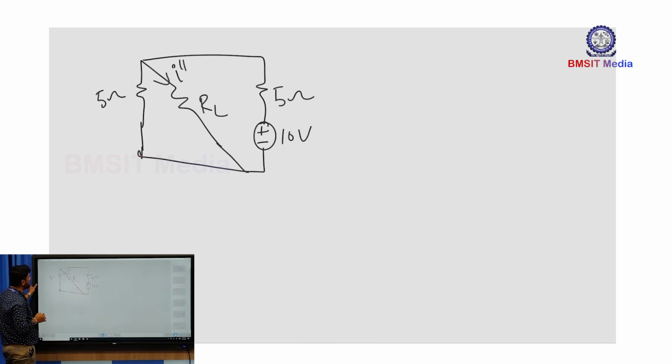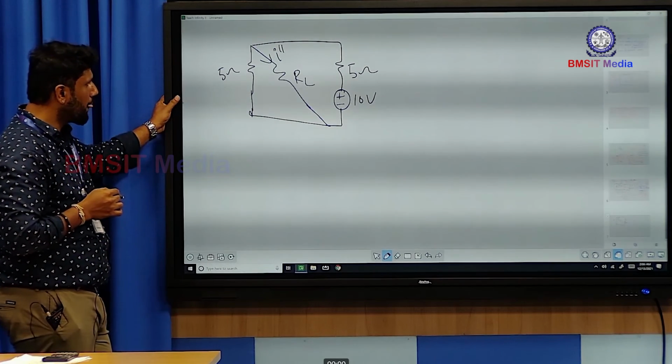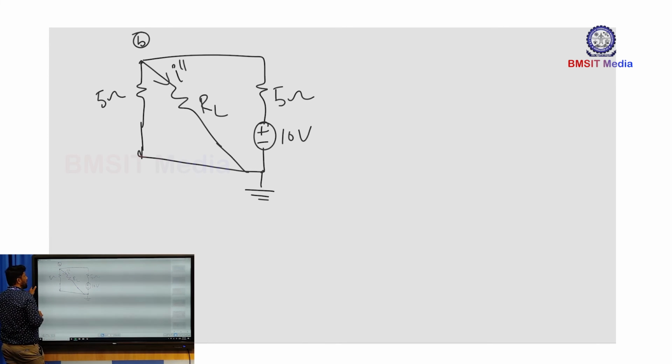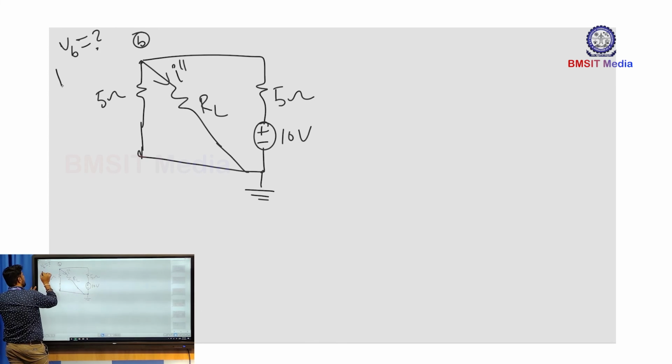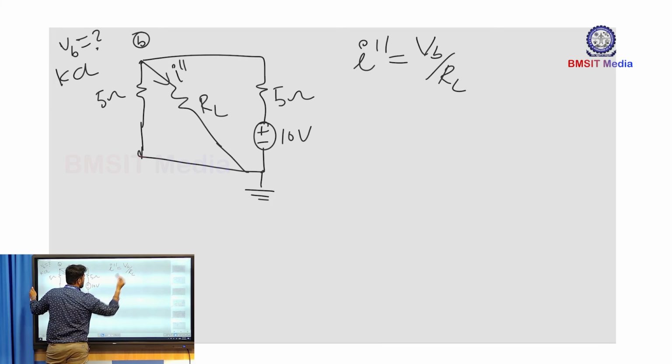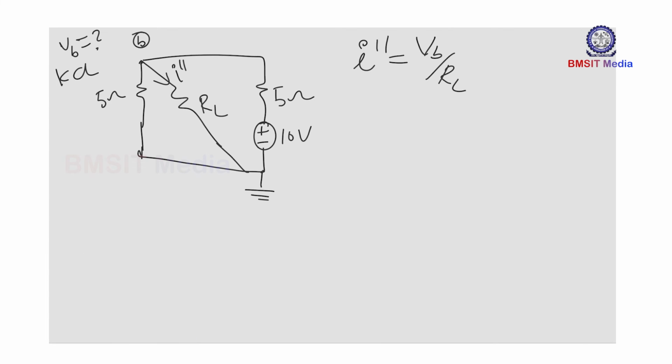Now we are interested in finding out what is I double dash here. Observe, we have two nodes here, node 1 and node 2. I'll call this node B. Find out the node voltage VB using KCL. If you know VB, you can write I double dash, which is VB divided by RL, because the voltage across your load resistance will be same as VB.